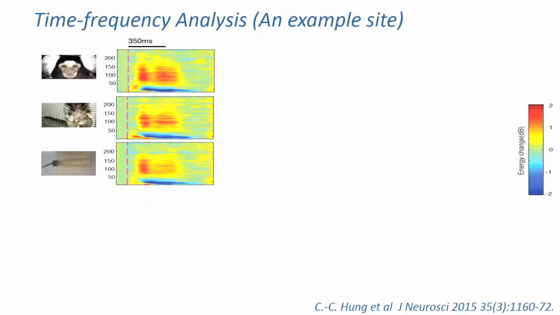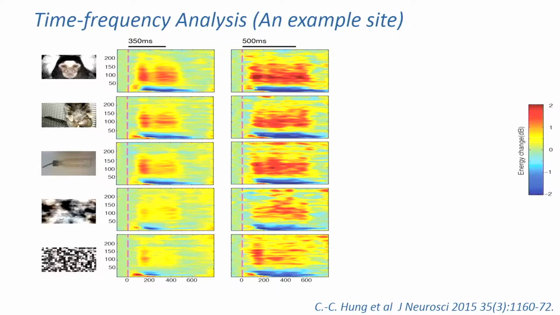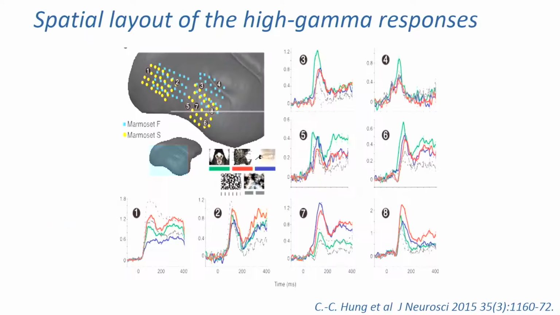And what we see is, again, like in the fMRI, there are sites in the ECOG array that show preference for faces versus body parts versus objects versus scrambled control images. And you see that for different stimulus durations. And then if you look at the amplitude of these signals as a function of time, you see that indeed in this site here, when you present faces, you have higher amplitude than when you present objects or body parts.